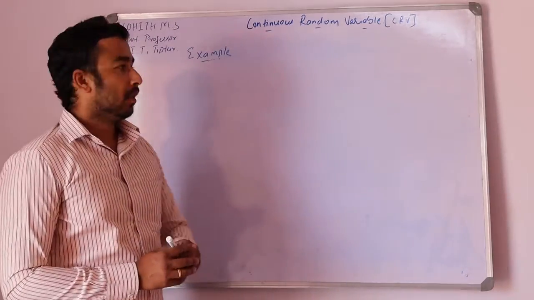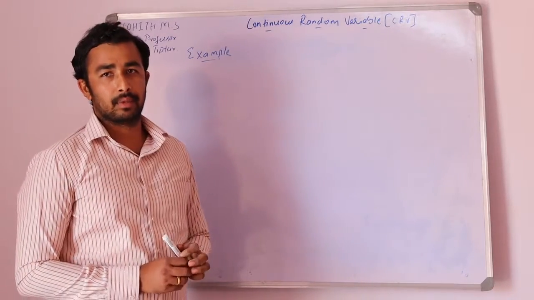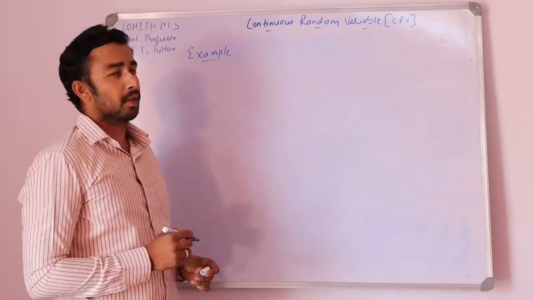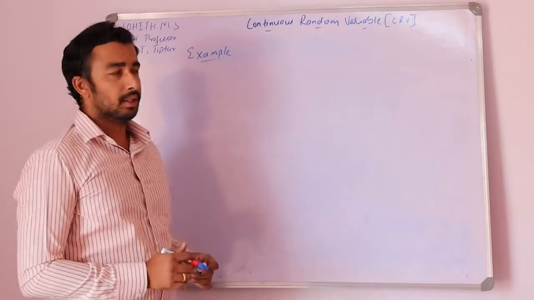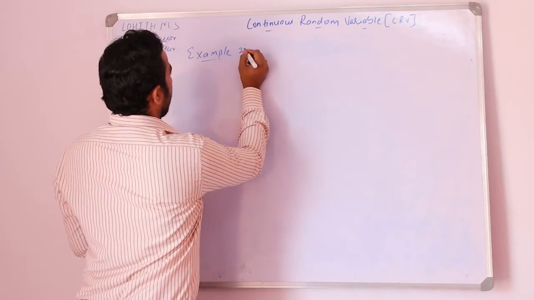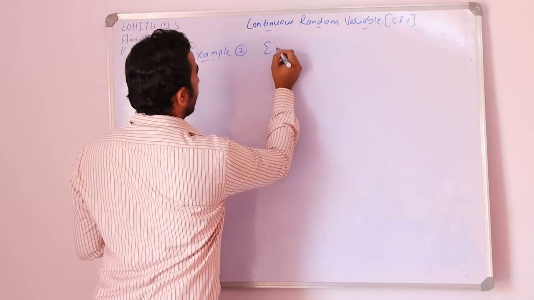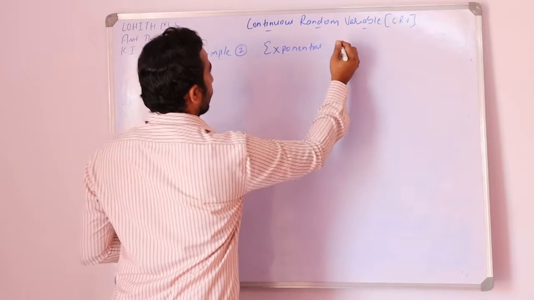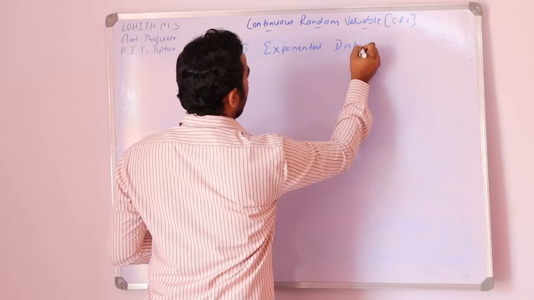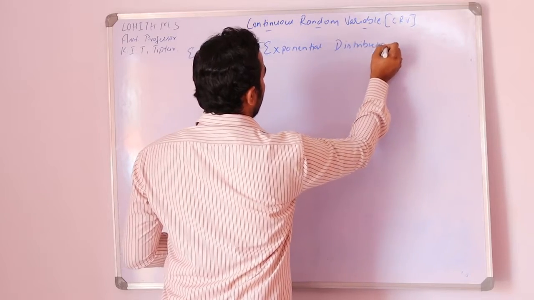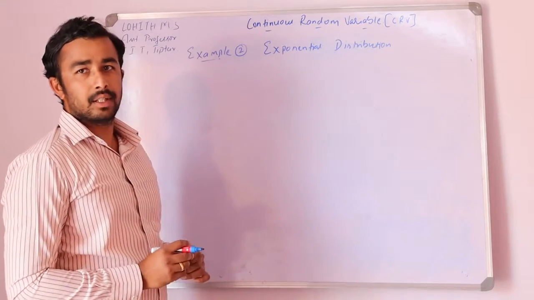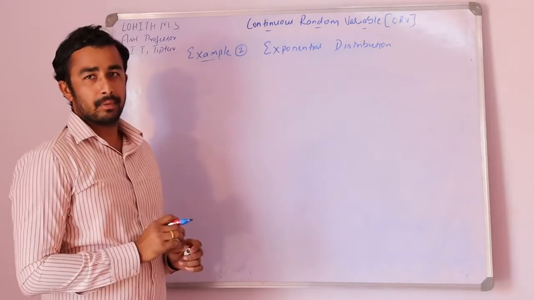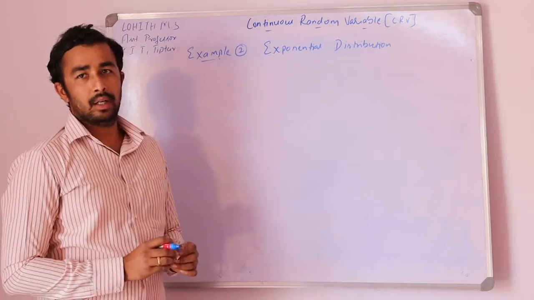Hello everyone. In the previous lecture, we have solved an example on continuous random variable. In this lecture, we will solve another example on continuous random variable with exponential distribution. I'll take it as example 2. We will find the probability density function and cumulative distribution function of a random variable which is of exponential distribution.